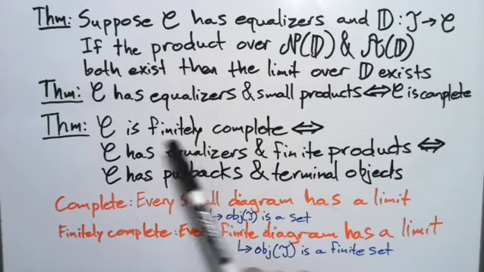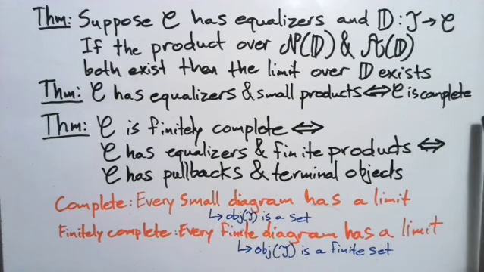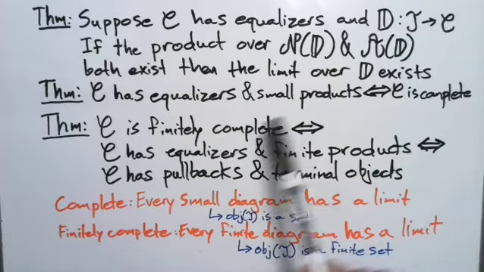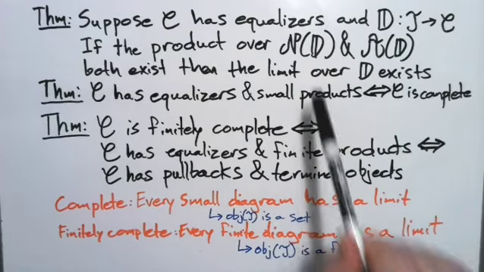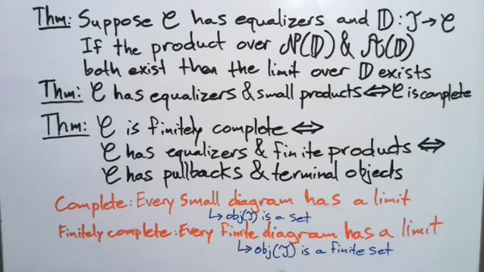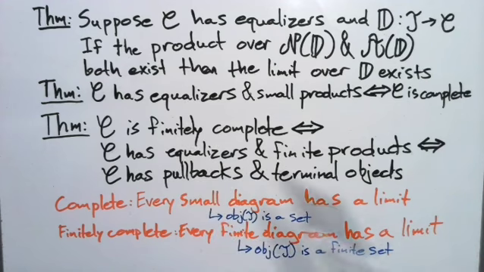The first corollary says that C has equalizers and small products if and only if C is complete. And it's sort of a generalized version of this argument, right? Because it says if we have equalizers and all small products exist, so that means that N of D and A of D both exist for a small diagram in the category, then that diagram will have a limit, right? By this argument. And the other direction is really easy, right? Because if every small diagram has a limit, then we have equalizers and small products, because those are both different types of limits.